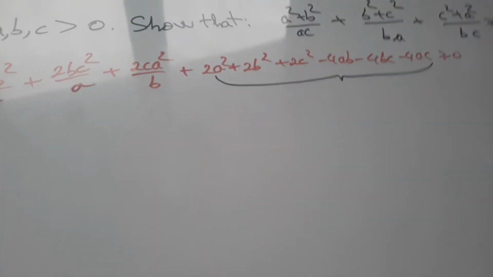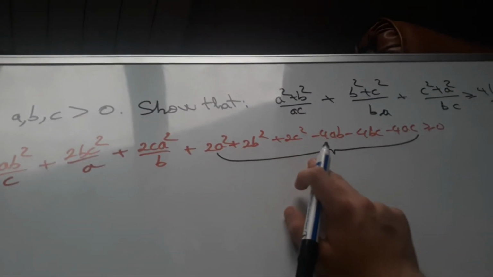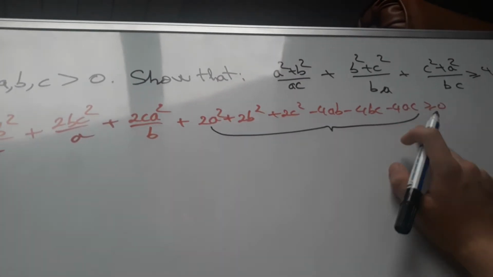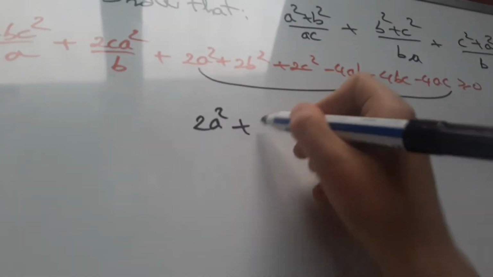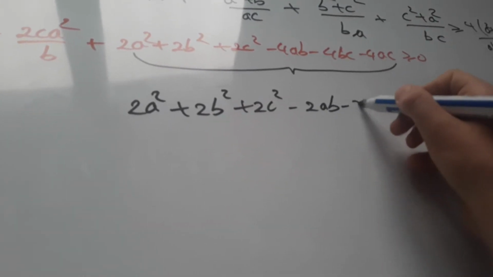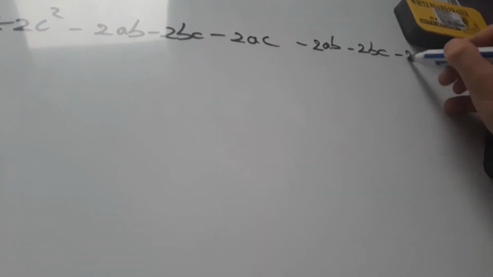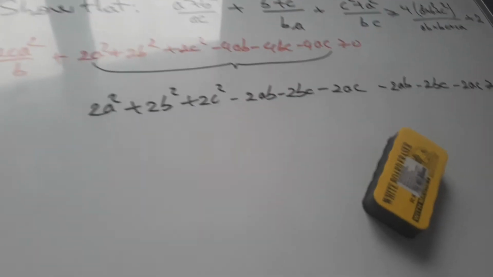Look at this sum. We have here 2a² plus 2b² plus 2c² minus 4ab minus 4bc and then minus 4ac. I have a question. Can we write this sum like 2a² plus 2b² plus 2c² minus 2ab minus 2bc minus 2ac and then once again minus 2ab minus 2bc and then minus 2ac, which is greater than or equal to 0? Yes, we can. But what do we have to do with this part?